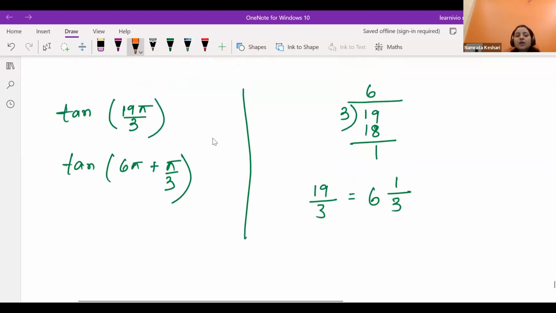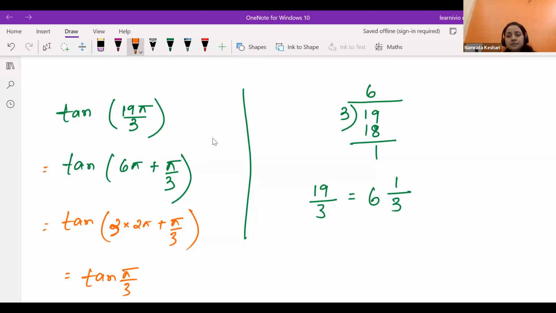Now what does 6 pi mean? From here directly you can write tan pi by 3, but just for clarity, 6 pi means 2 pi into 3 plus pi by 3. If it is applicable for sine and cos, then of course it is applicable for tan also, because tan is just the combination of sine and cos. So we'll have tan pi by 3. What is the value for tan pi by 3? Root 3.